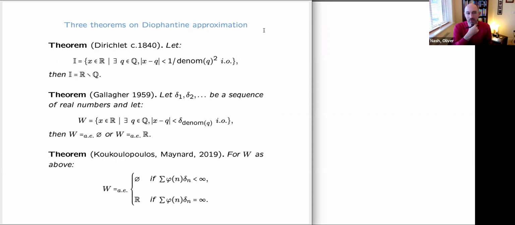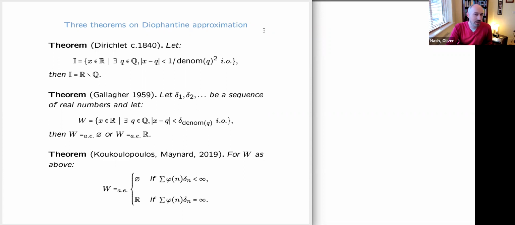This set of real numbers came up in the course of Dirichlet's work in algebraic number theory, and he needed to characterize it, and he discovered that this set I is exactly the irrational numbers. And there's a small bit of work there. So this is this old theorem of Dirichlet, which is a useful theorem.